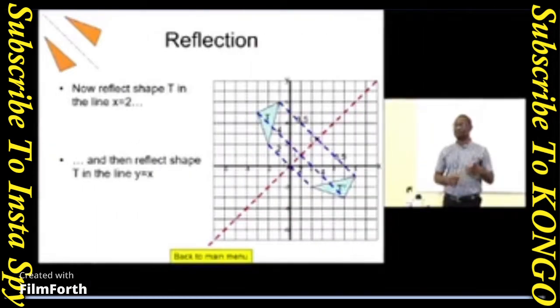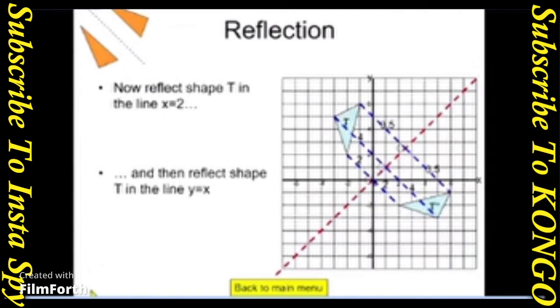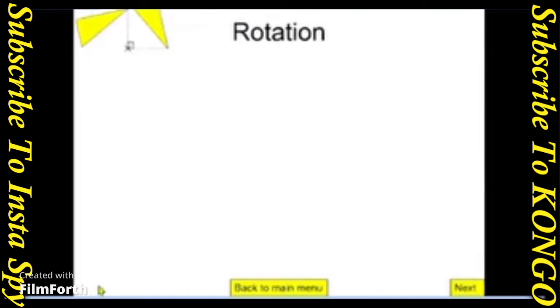So far we have looked at different reflections. We looked at reflection on the X-axis, reflection on the Y-axis, reflection along the X, reflection along the Y, and reflection on the line y = x. Okay? And that's reflection. So we're going to move on now to rotation.